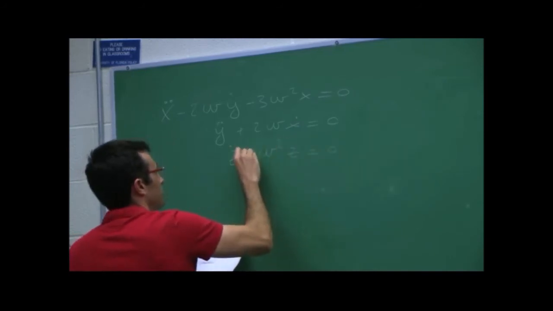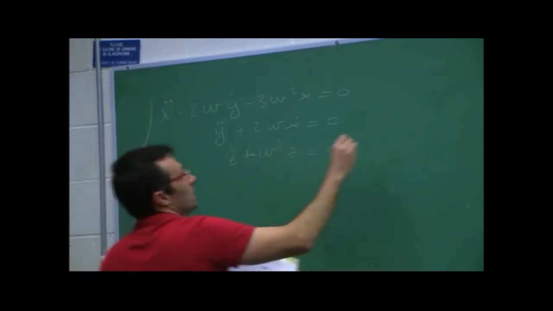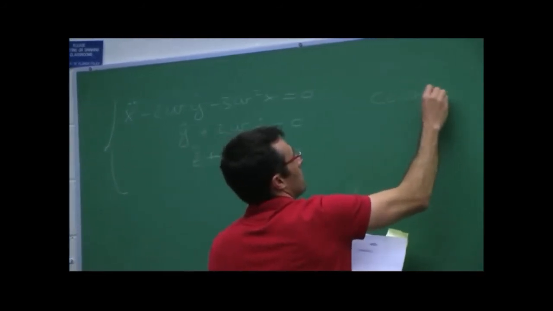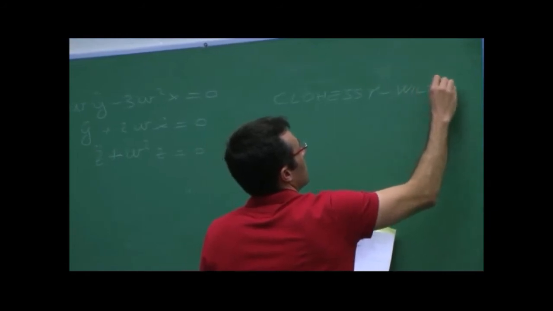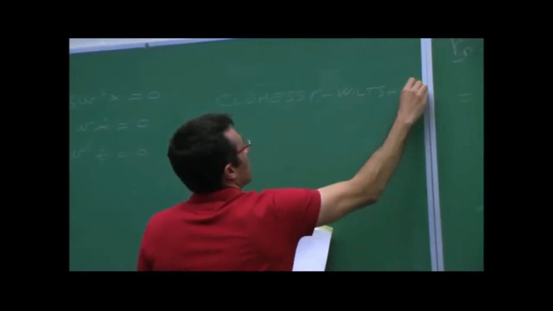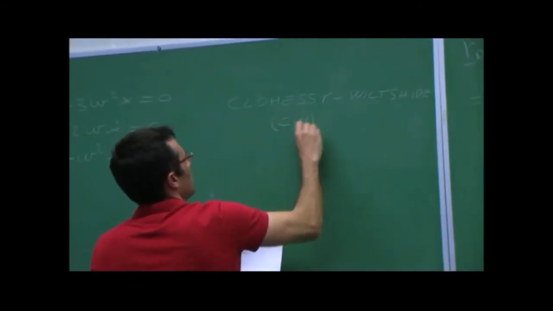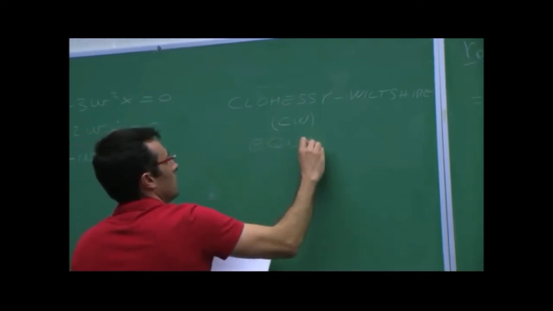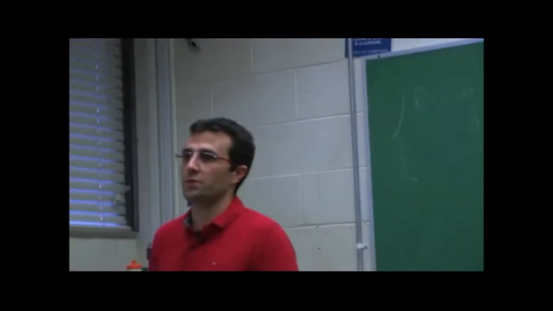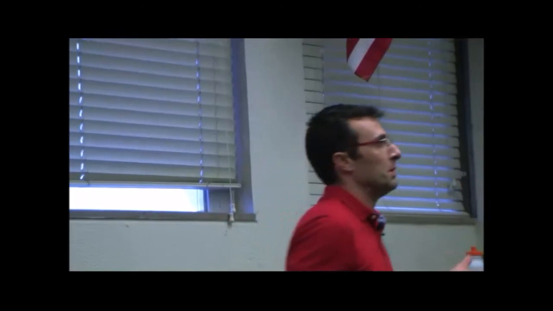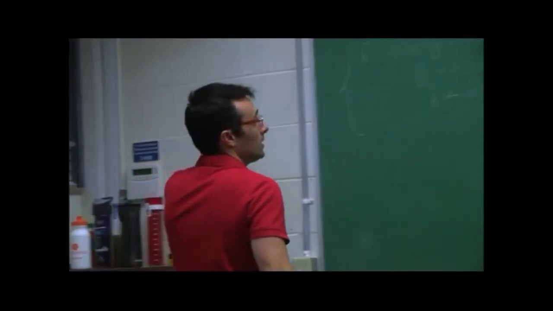All right? These are your Clohessy-Wiltshire equations, or often called CW equations, the most famous and oldest equations for spacecraft relative motion. GNC of the space shuttle would be based on this when approaching the ISS. They're the linear time invariant equations.